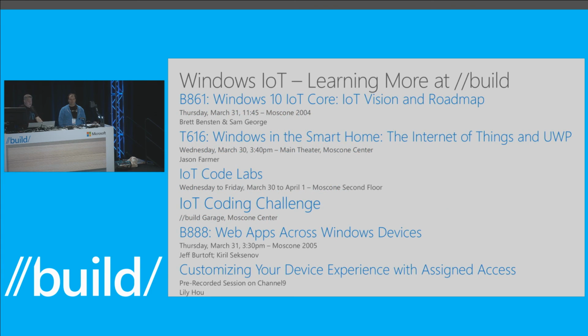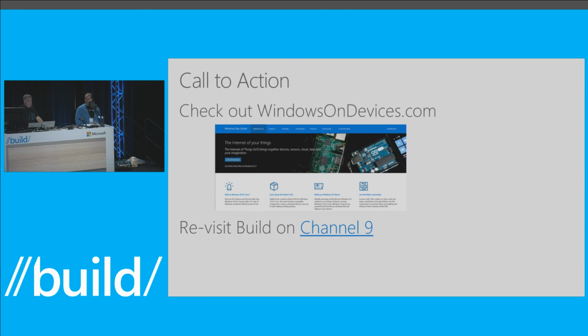As a call to action for learning more, we've got multiple sessions. We have the IoT Vision and Roadmap session I mentioned, the Windows and the Smart Home session, IoT Code Labs, IoT Coding Challenges, the web apps across Windows devices, and customizing your device experience with assigned access, pre-recorded. There's a lot about IoT happening at Build. The final call to action is go check out windowsondevices.com. It's refreshingly complete. It has all the data you need to get started, all the way from maker to market. And revisit Build on Channel 9.